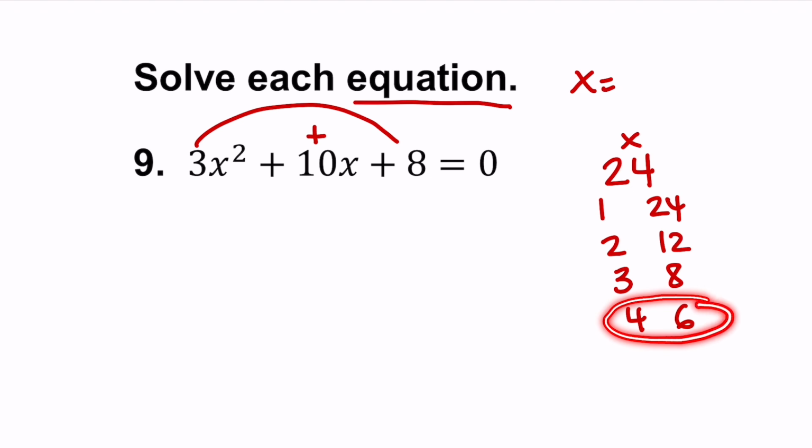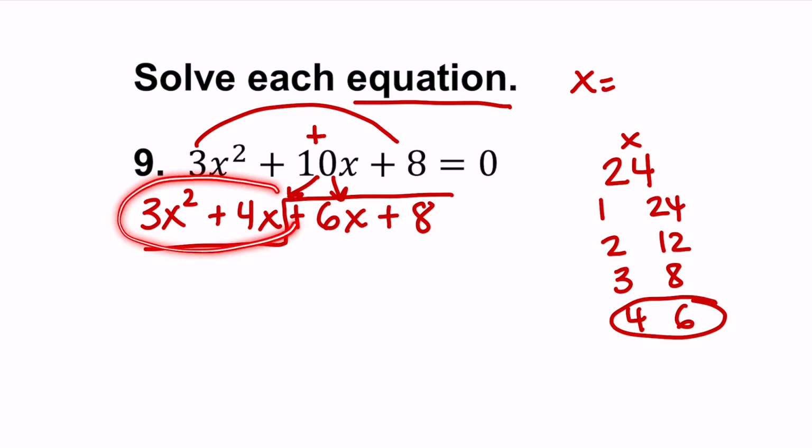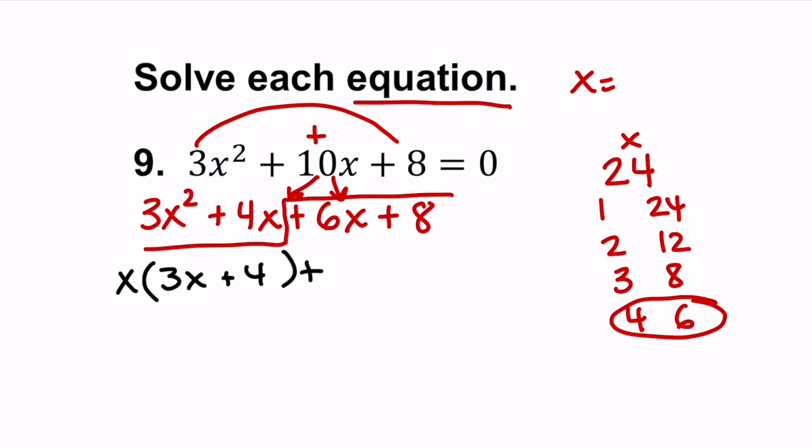If I add 6 and 4, I get 10. So instead of the 12 and 2, I'm going to use the 6 and the 4. I uncombine the like terms, the 10x into 4x and 6x. I add in my lightning bolt. I look at the first two. They both have an x. I'm going to factor the x out. I have 3x plus 4. I bring the plus sign down.